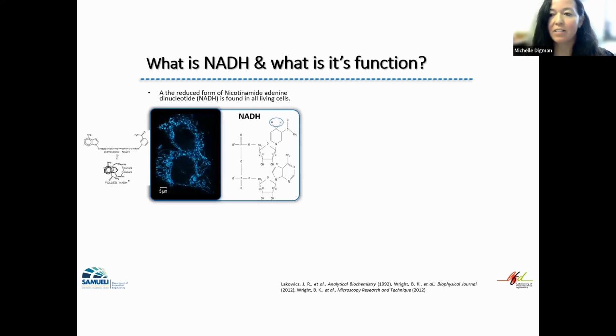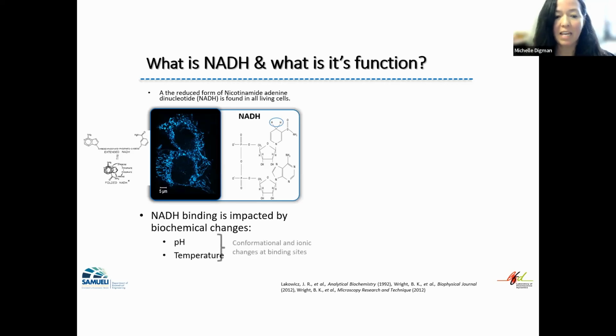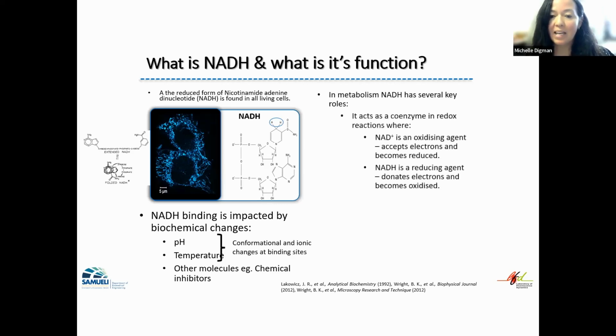The advantage of this is that NADH is found everywhere in the cell, but it's mostly found in the mitochondria. You can actually see these mitochondrial structures really clearly, specifically using two-photon excitation. NADH can be impacted by several biochemical changes, including pH and temperature, which have to do with conformational and ionic changes and binding sites. But NADH has become a really useful molecule to study metabolism.